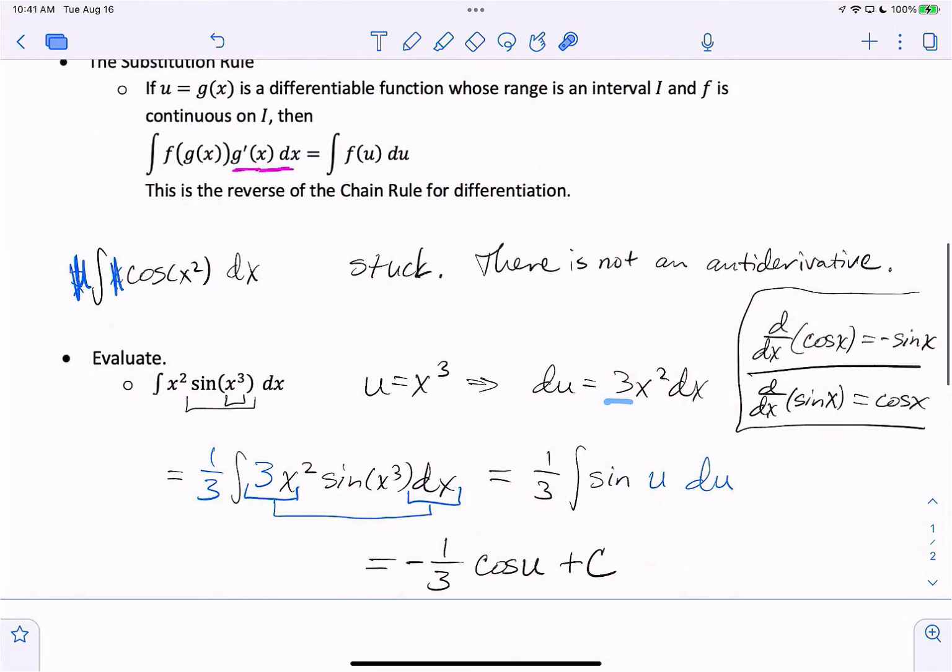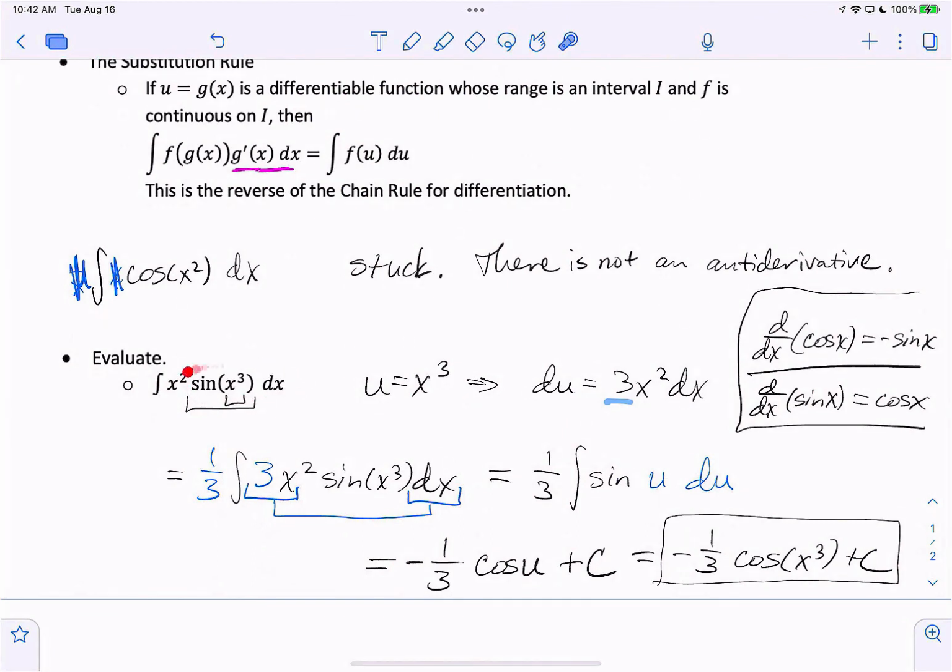Well, this is in terms of u. I should have it in terms of x. And so the substitution was u equals x cubed. And so here, we're going to say the answer is negative 1/3 times the cosine of x cubed plus c. I encourage you to go ahead and differentiate this to check and see that you get the same result as what we have in the integrand.